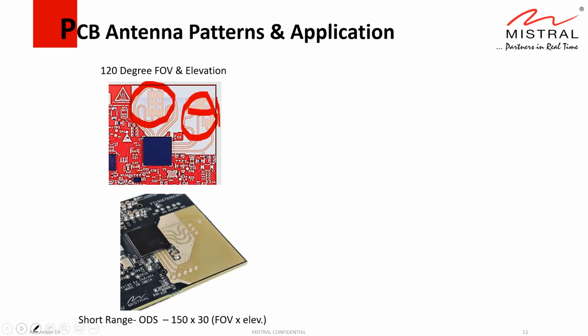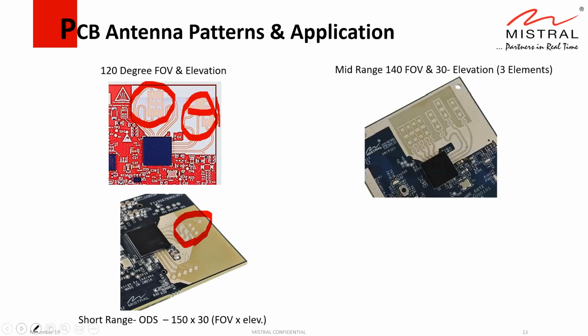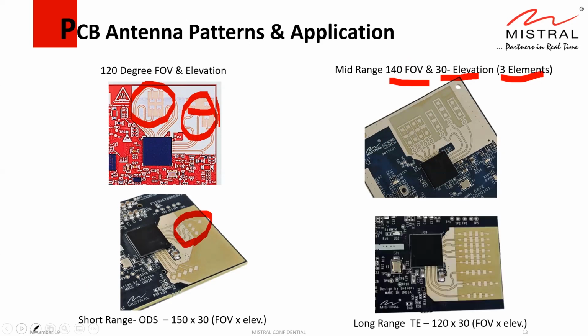And suppose you are designing a short range radar, say about 20 to 30 meters, the antenna pattern is designed this way. And if you are designing a mid-range, we call this antenna 3 elements, and this can give a 140 degree field of vision and 30 degree elevation, and this radar can operate up to 40 to 50 meter range. And the last example is long range, where we use tapered elements, where the radiation pattern you get is a narrow beam, so it can go longer range.